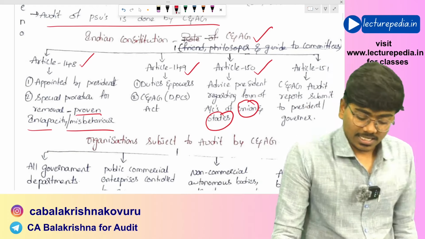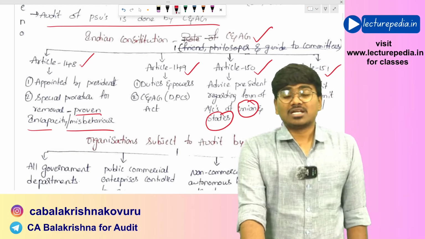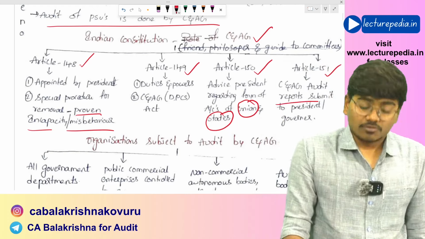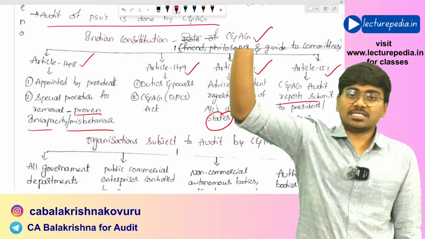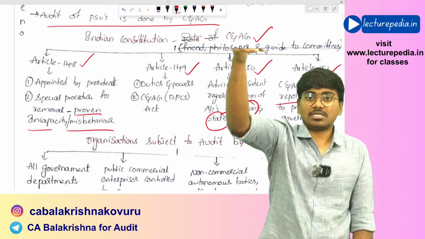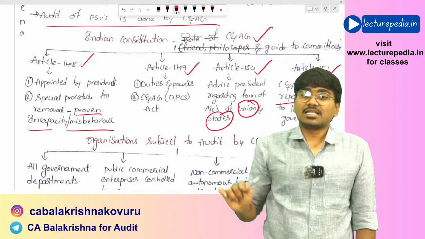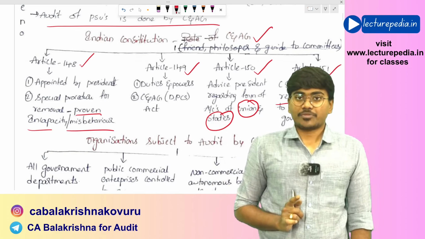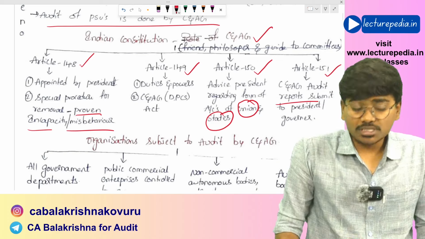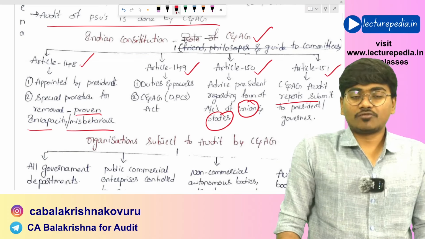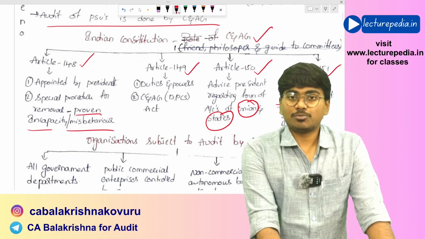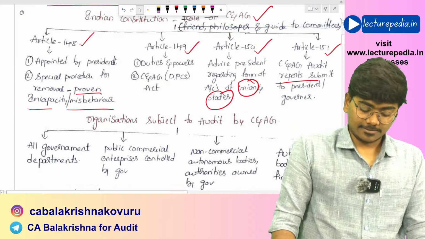Okay. And article number 151, C&AG audit reports will be submitted to the president in case of the central government, and to the governor in case of state governments. Okay, so these are four articles of the constitution which are dealing with the provisions of C&AG.